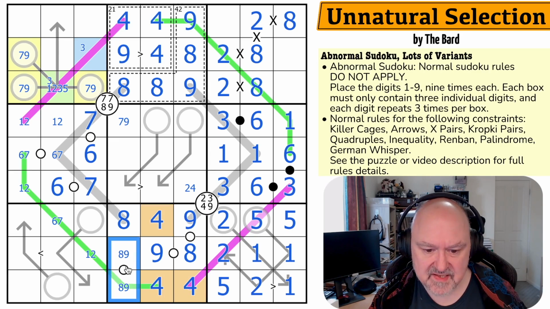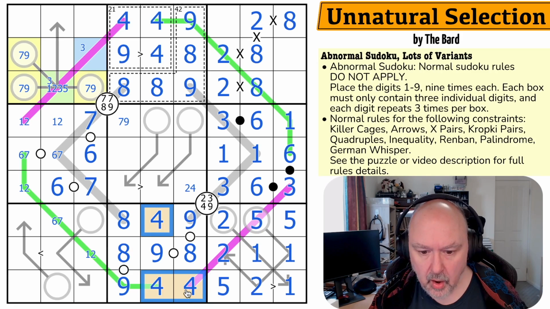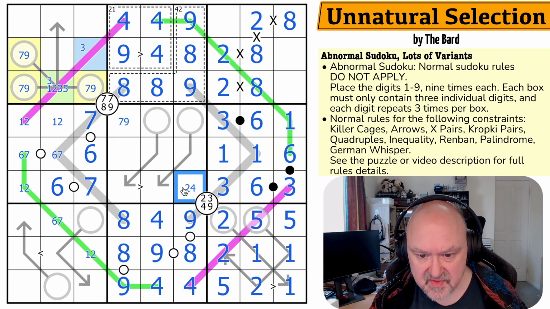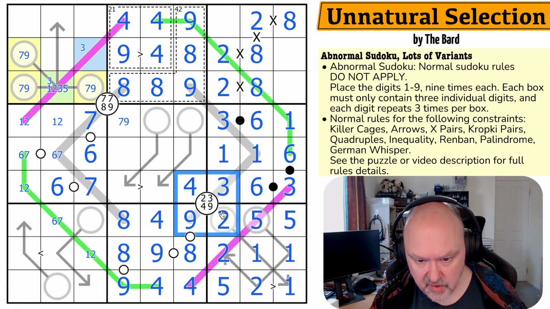And 4 makes this one the 9 and this one the 8. Holy cow. This is now a 4 by Quadruple.